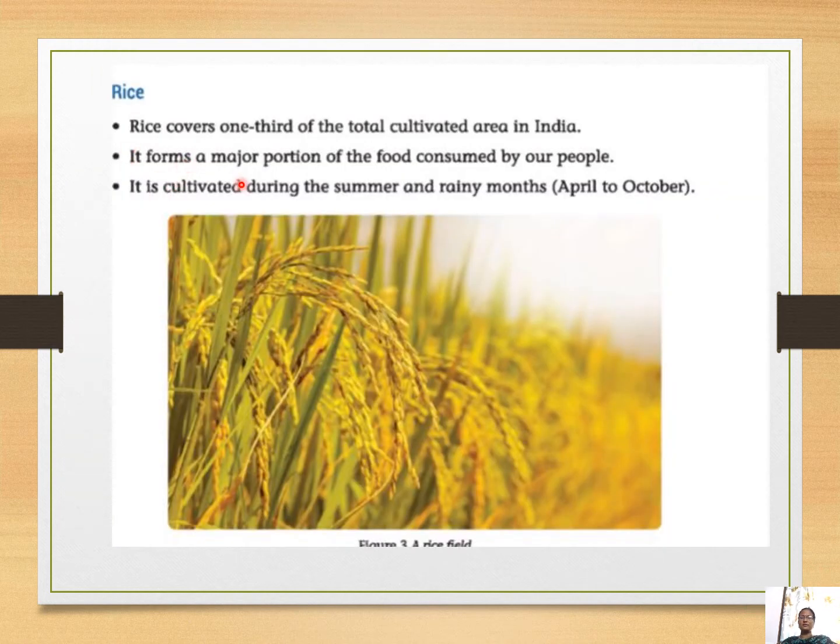Rice. Rice covers one third of the total cultivated area in India. It forms a major portion of the food consumed by our people. It is cultivated during the summer and rainy months, April to October. It grows best in clayey alluvial soil which can retain water. West Bengal, Punjab and Uttar Pradesh are the top 3 rice producing states in India.